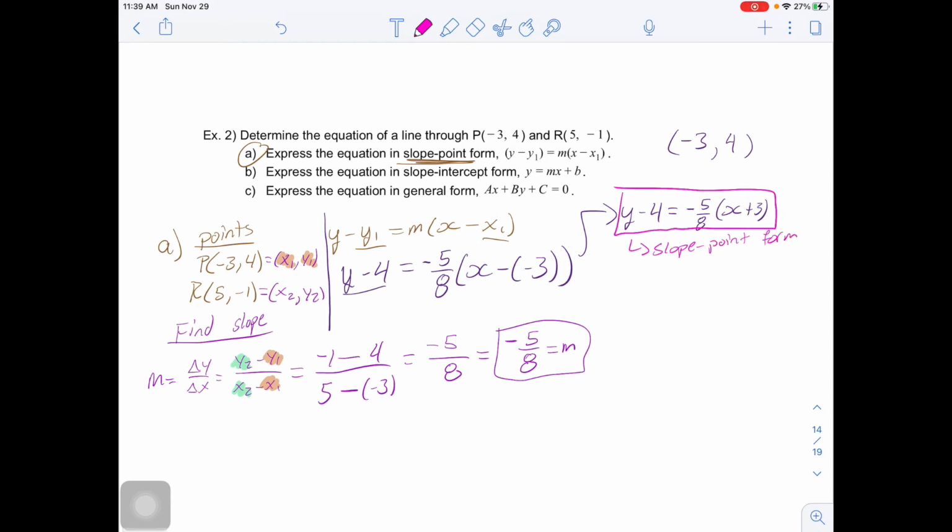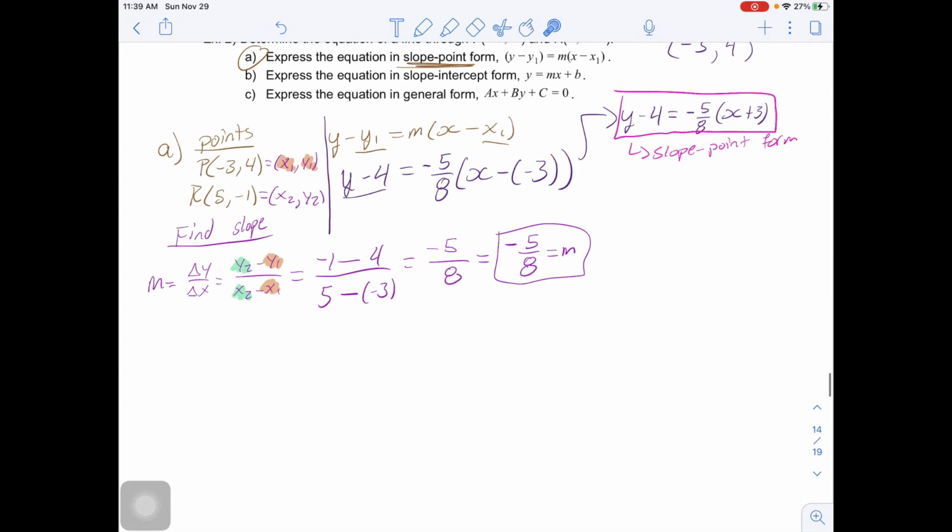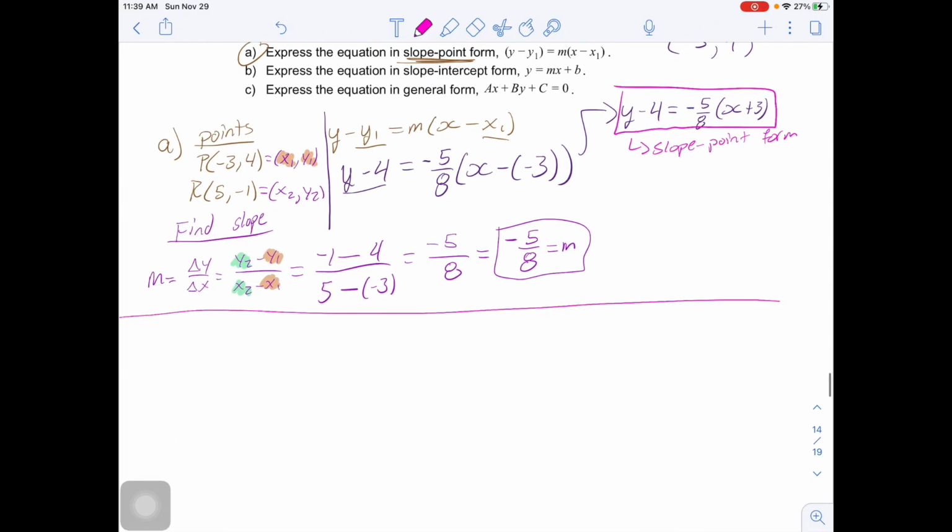And remember, we technically could have used this other coordinate point and plugged it in. It would look a little different, but if you expanded it and converted it to slope-intercept form, you'd get the exact same answer. Okay, so either point would work as long as those points exist on your graph. Now time to do B. And B is putting it into slope-intercept form.